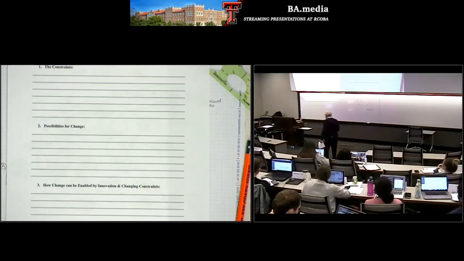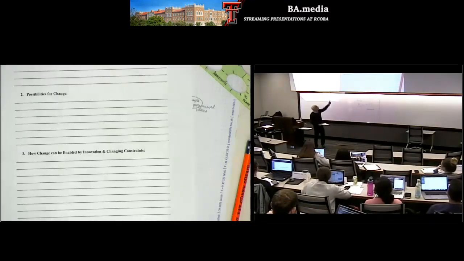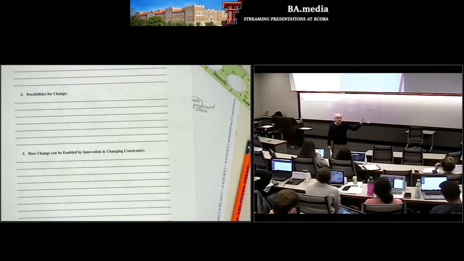And then, answer how this change can be enabled by innovation and changing constraints. Now, why is that important? Because that's the springboard. When you do this constraints analysis on our technology, that's going to be the place where you springboard into the kind of product or service that has to be created to solve the problems that are involved in society with regard to this technology.